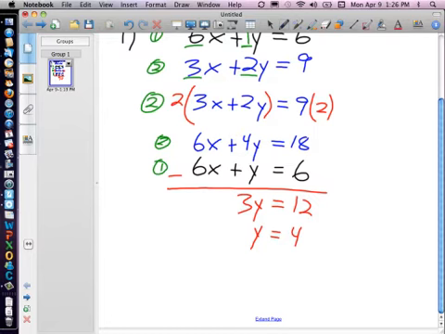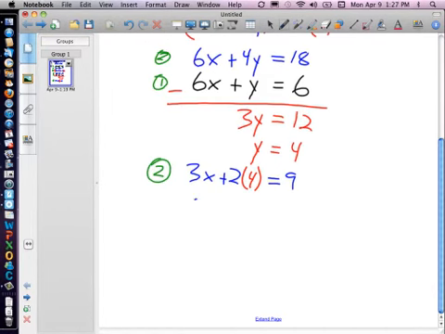So now I'm going to plug into one of the original equations. Neither of them look terrific. It looks like I might get a fractional answer here. I'm just going to plug into equation 2, because why not? So equation 2 is 3x plus 2y equals 9.